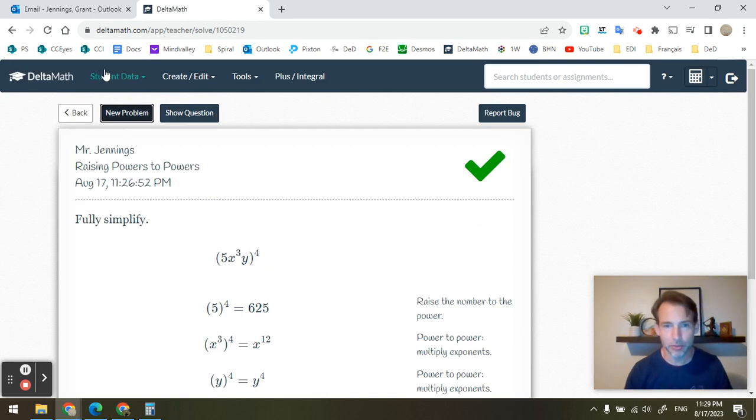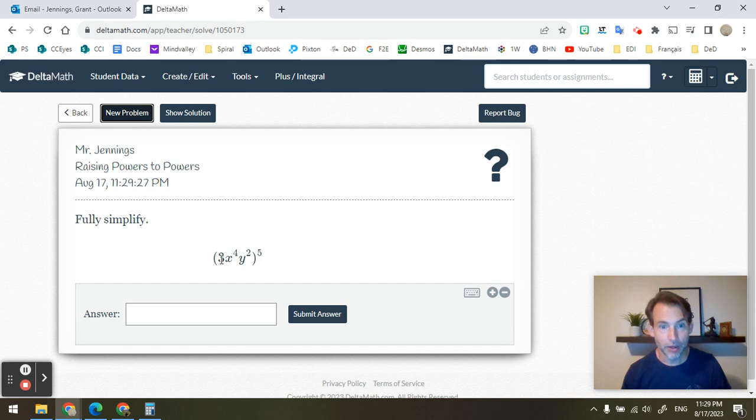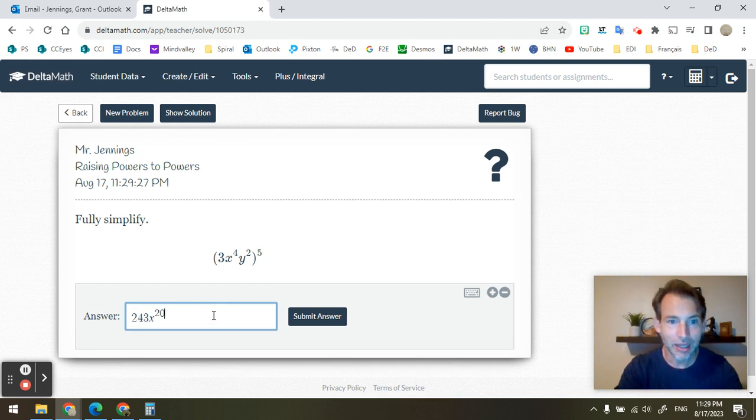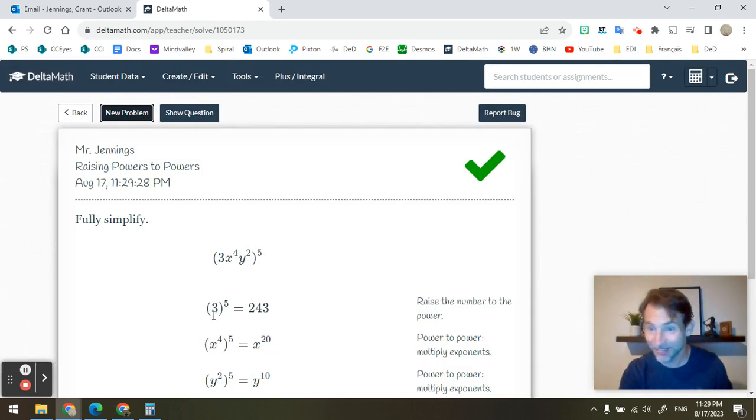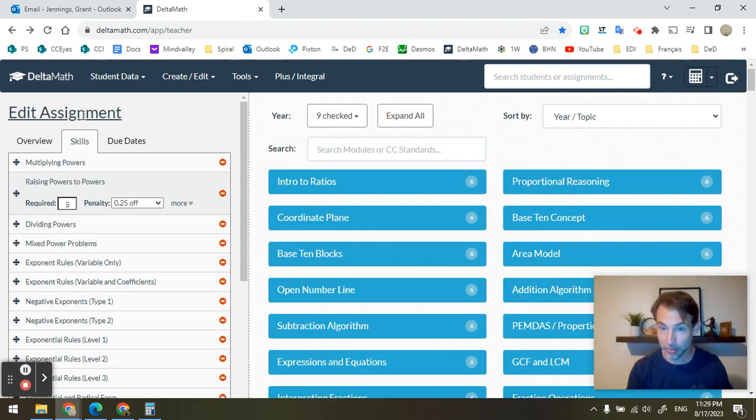All right, so that's how those work. Let's take a look at another example. Okay, and we want to be able to do these in our head. All right, so 3 to the 5 is 243. X to the 4 to the 5 is x to the 20. And y to the 2 to the 5 is y to the 10. That one in my head. There, good. I'm back, everyone. I can do powers up to 5 and not have to check a calculator. So that's raising powers to powers.